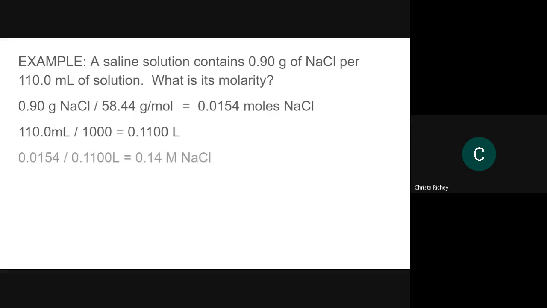When you now do the number of moles, I just cut off the unit. I shouldn't have done that either. Man, I was lazy when I built these. 0.0154 moles of salt divided by 0.1100 liters is going to equal a molar concentration of 0.14.